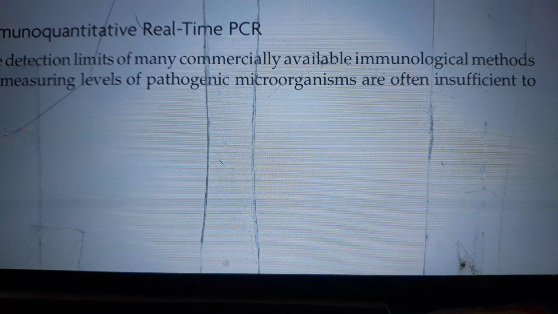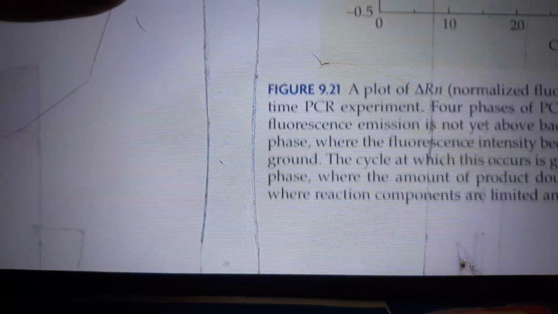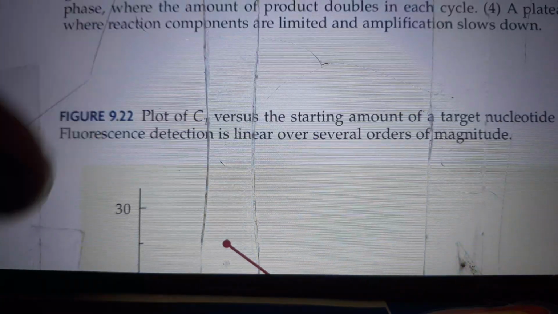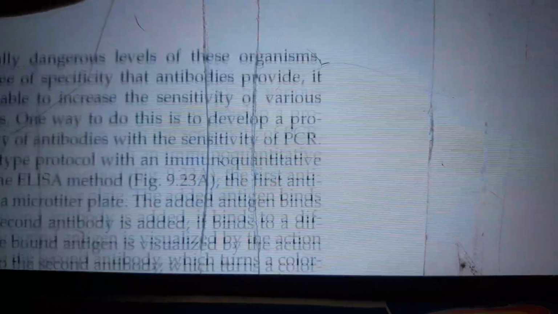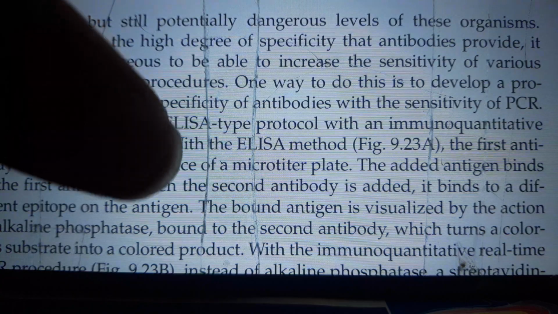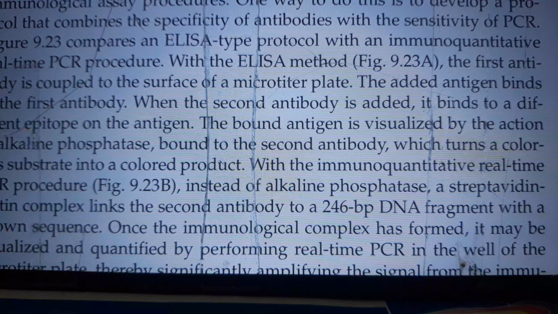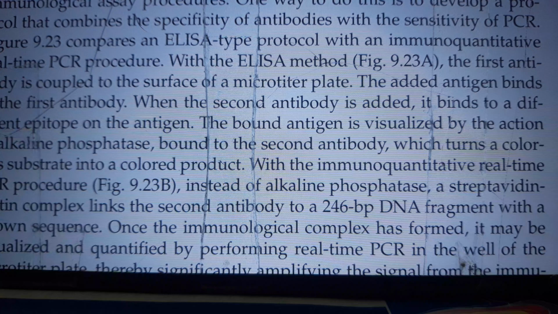The detection limits of many commercially available immunological methods for measuring levels of pathogenic microorganisms are sufficient to perceive low but still potentially dangerous levels of these organisms. Notwithstanding the high degree of specificity that antibodies provide, it will be advantageous to be able to increase the sensitivity of various immunological assay procedures. One way to do this is to develop a protocol that combines the specificity of antibodies with the sensitivity of PCR.